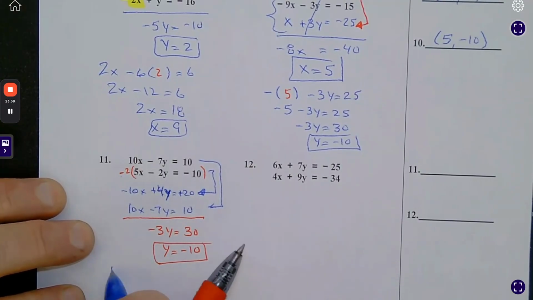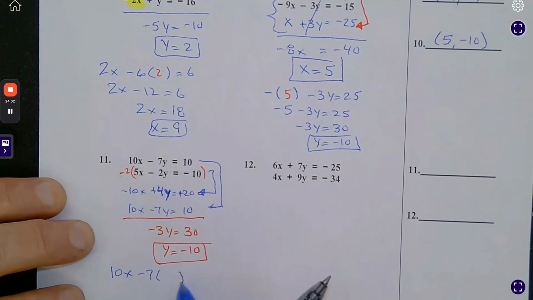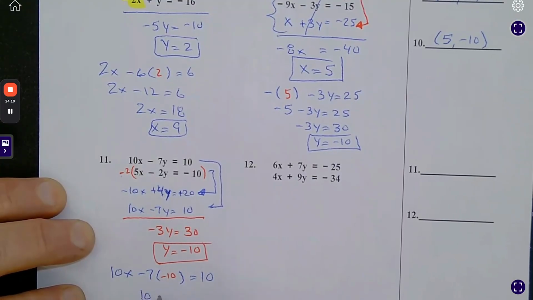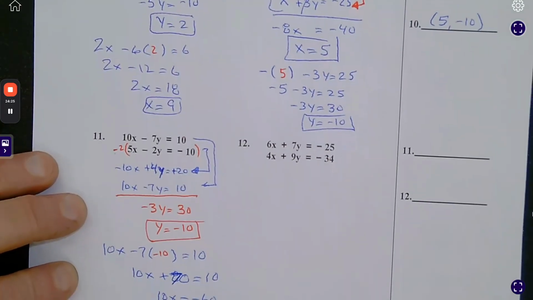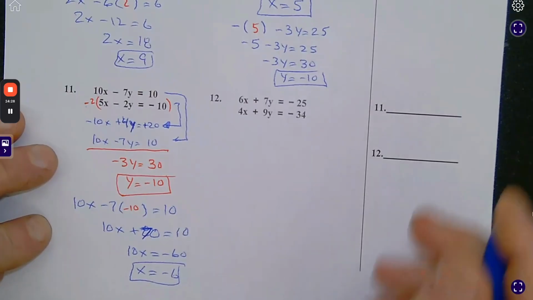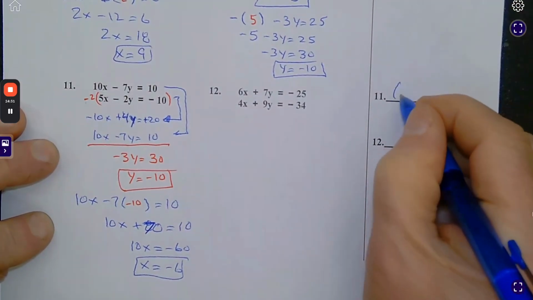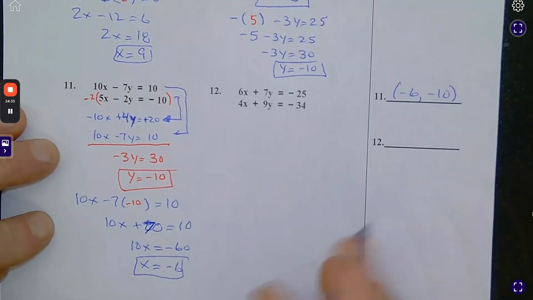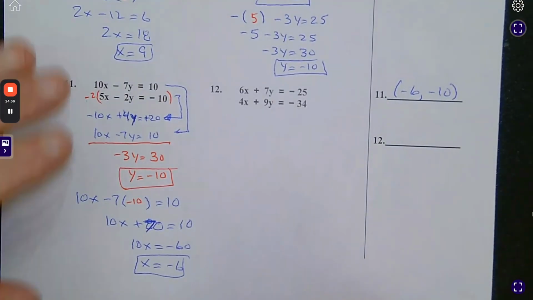Go to the original equation. Where you see a y, you're going to replace it with the value we just got. -7 times -8 is +70. Now I'm going to subtract 70 from both sides. Divide by 10. Woo, that's it. Done. Okay, there we go. (-6, -10). All right, let's do the last one.